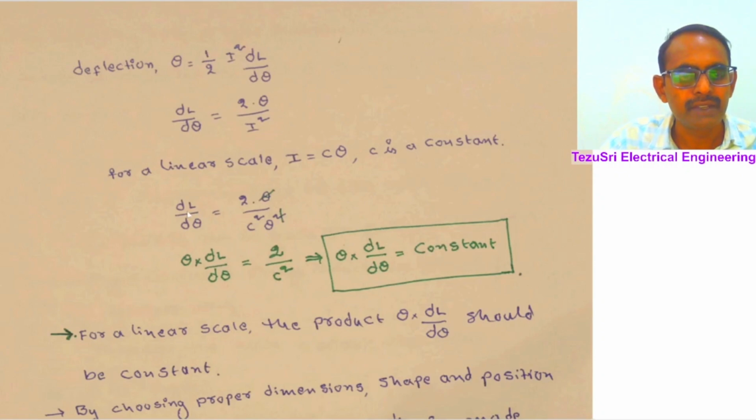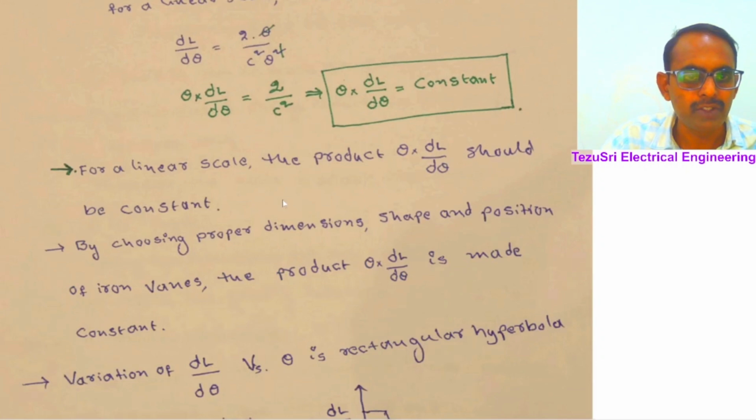Taking theta from here, theta dL by d theta equals 2 by c square. That means theta into dL by d theta is constant. Therefore, the whole scale of the moving iron instrument becomes a linear scale with a square law response. For a linear scale, the product theta dL by d theta should be constant. By choosing proper dimensions, shape and position of the moving iron vanes, the product theta dL by d theta is made constant.